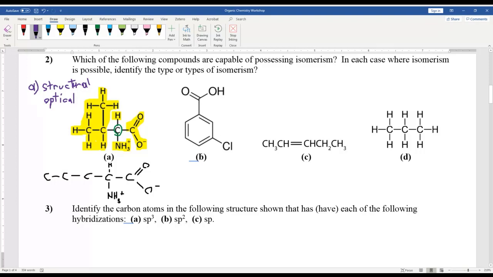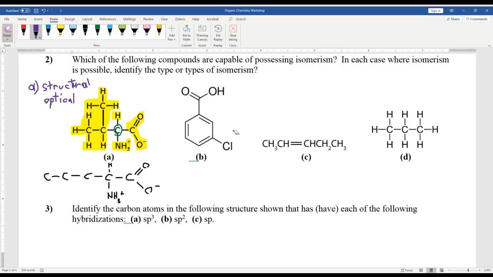All right. What about B? Can that have structural isomerism? Could those atoms be attached in any different way? Yes, they can be. The chlorine could be on the opposite side of the carboxylic acid group. It could also be right here instead, right? So structural isomerism is possible with this compound. What about cis trans isomerism?